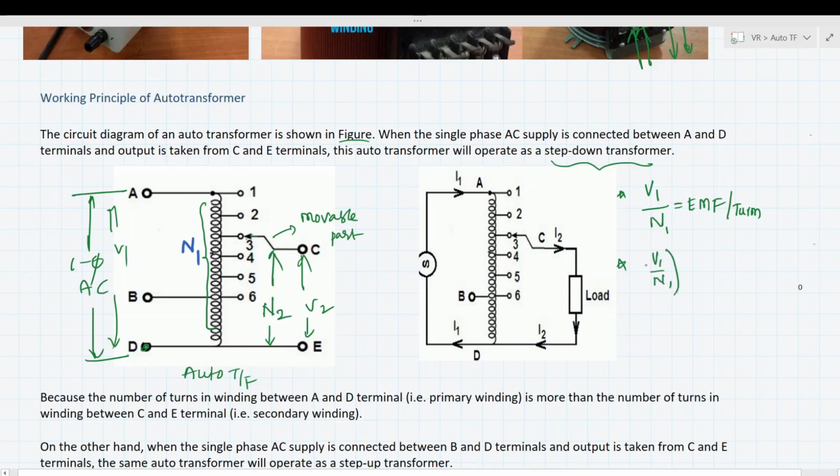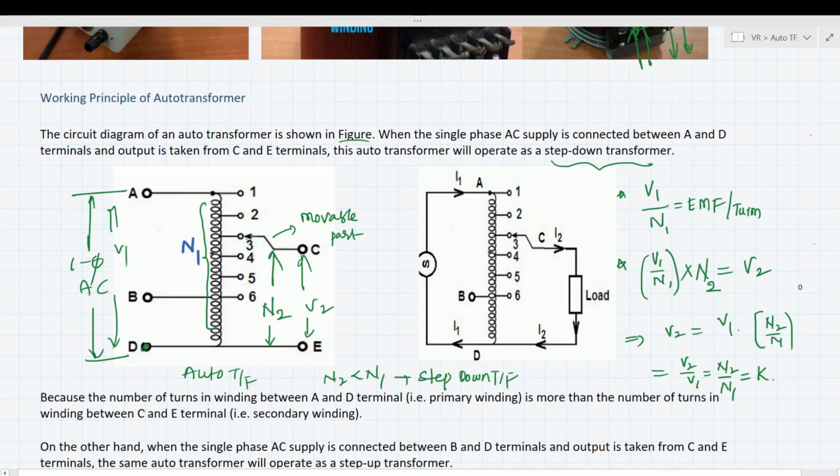For one turn, this is the voltage into the number of turns. We are taking the voltage as output across N2. So this is our V2 now. Here V2 equals V1 into N2 by N1. This is nothing but V2 by V1 equals N2 by N1. We are taking it as the transformation ratio K. As N2 is less compared to N1 here, this is a step down transformer.